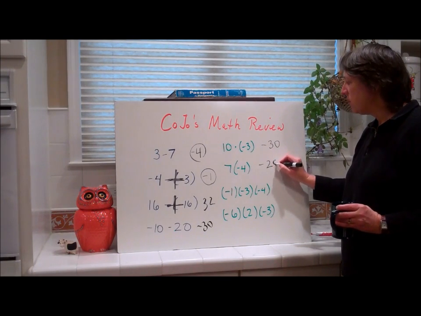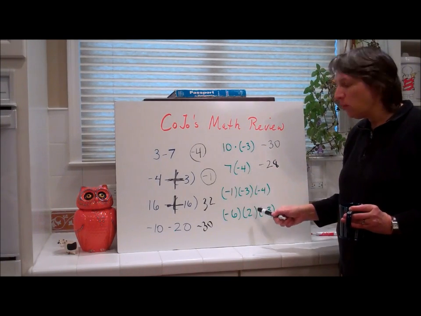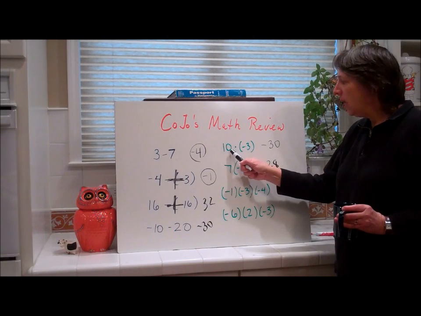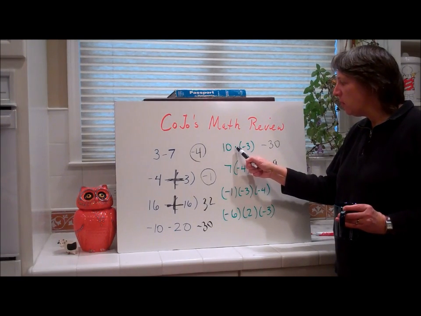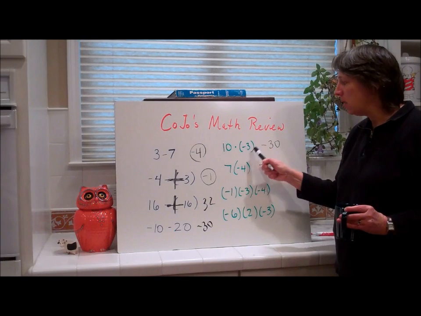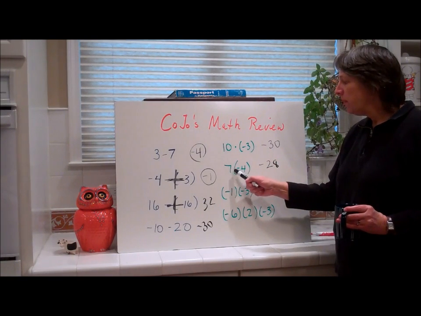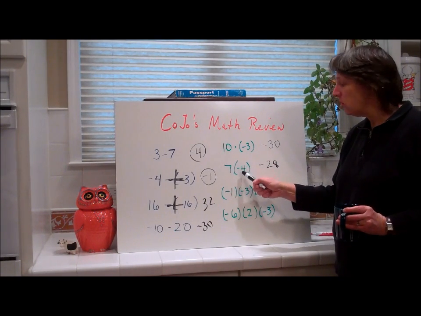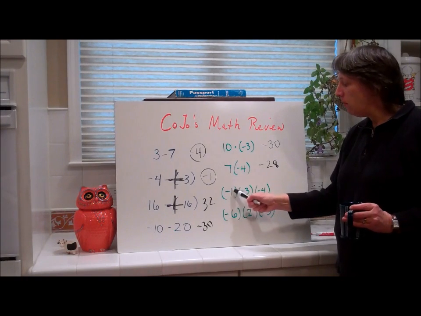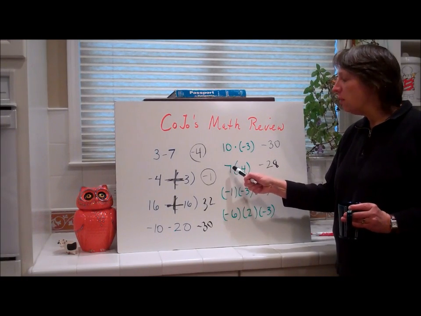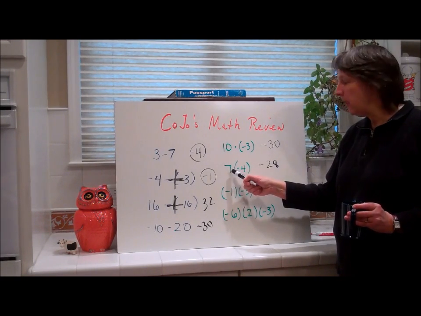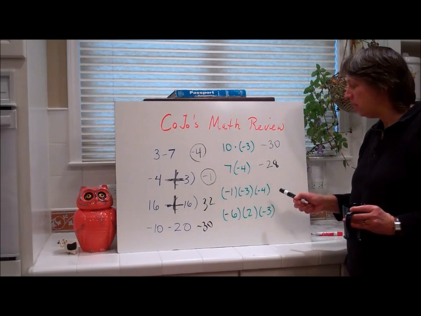This becomes -28. I'm showing you different ways to show multiplication. I could have a dot, meaning multiplication with parentheses, to include the -3. Here I have just a number next to the parentheses. I don't have parentheses around both of these, but this still means multiplication. 7 times -4 is -28.